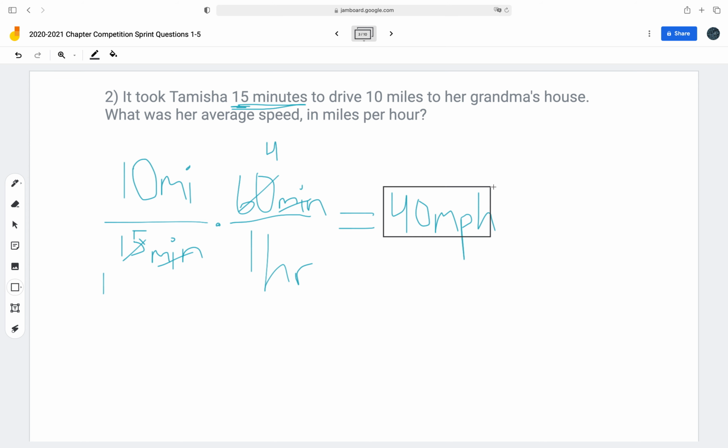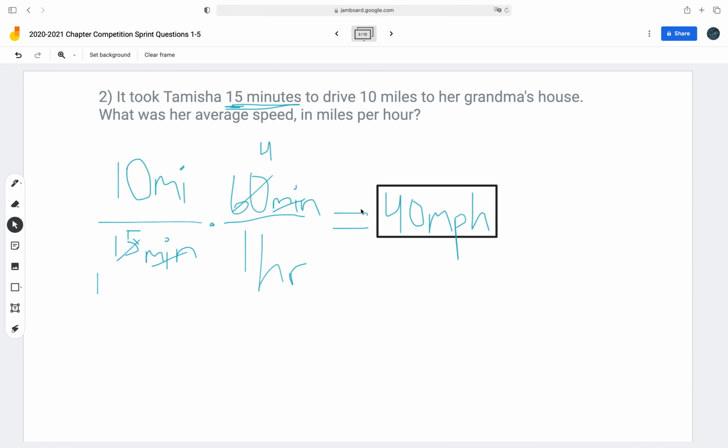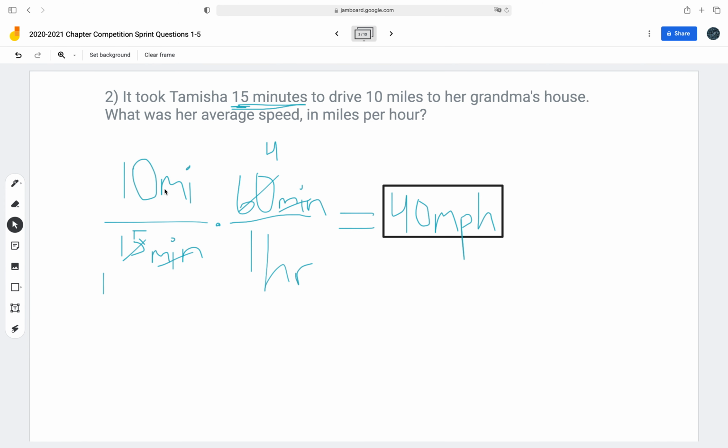This is just the safe way that I do all the time on these competitions. So the answer is 40 miles per hour. Right, and we are correct. So this is very good in these types of problems. It's just the safest way. Yes, there are faster ways if you can do it in your head, but we're not on a time limit here.